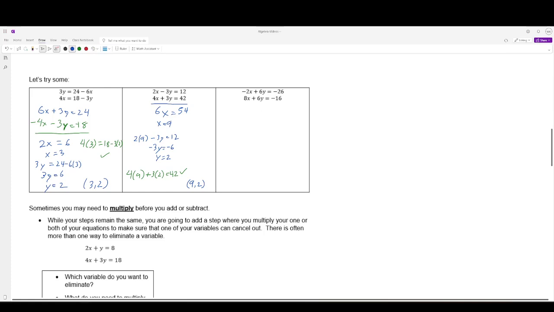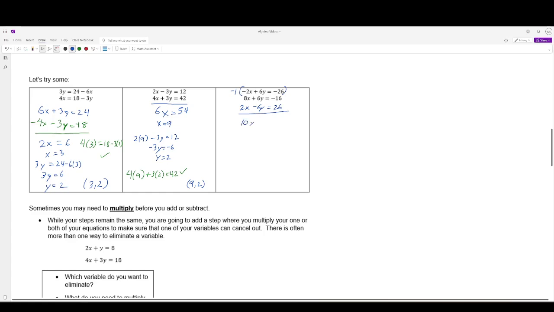The third one, we don't have anything that matches, so there's actually a couple of options. The x's already have opposite signs, so I could multiply the top equation by 4, and the x's would eliminate. But generally, whenever possible, you want to keep the numbers as small as possible. So instead of doing that, let's multiply the top equation by negative 1 and turn it into positive 2x minus 6y is equal to positive 26. Now we can add the two equations and eliminate the y's.